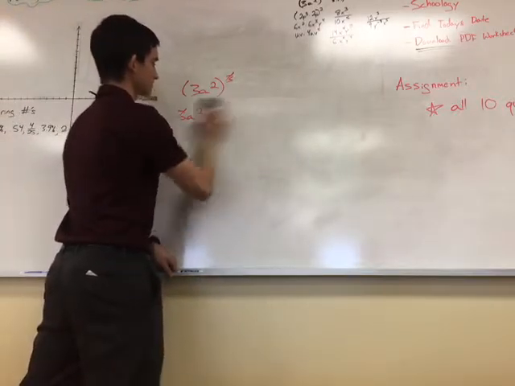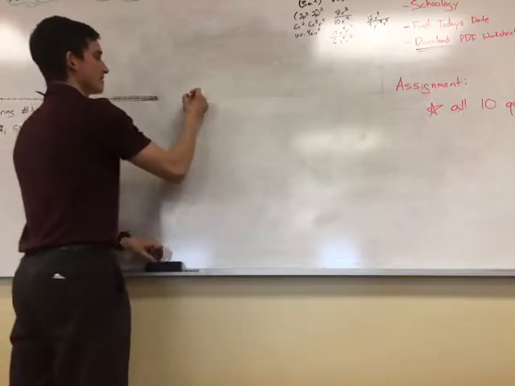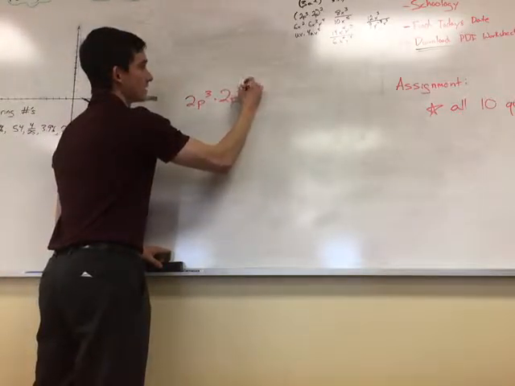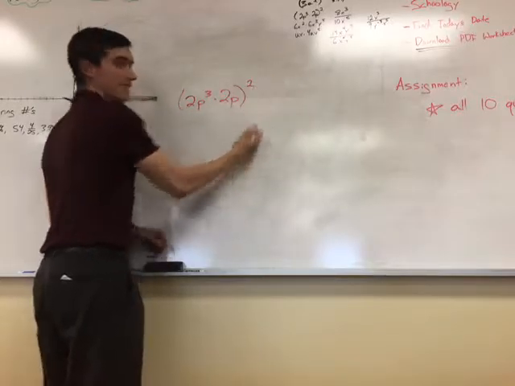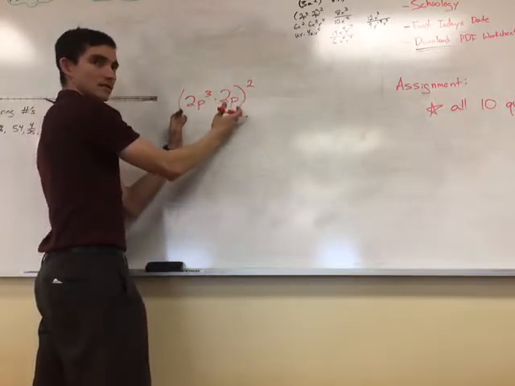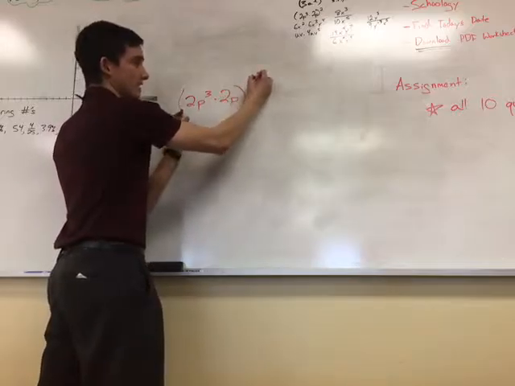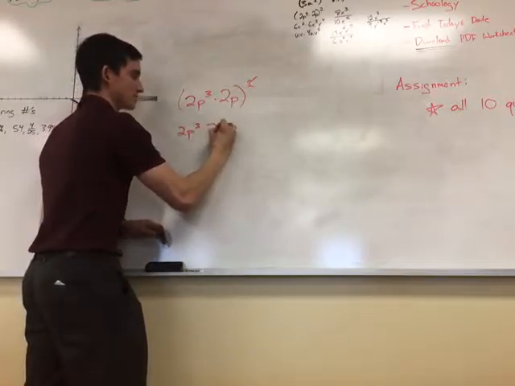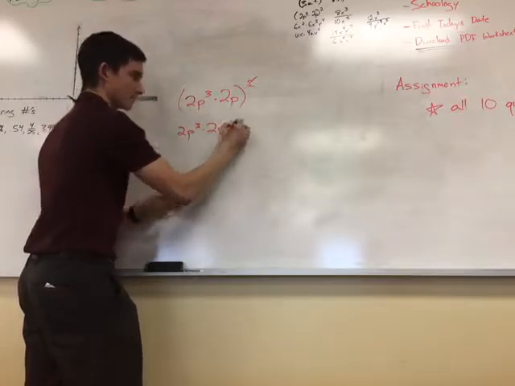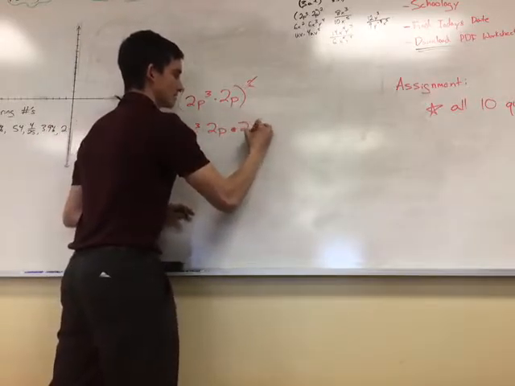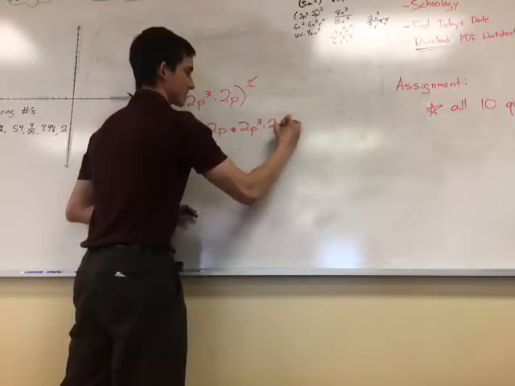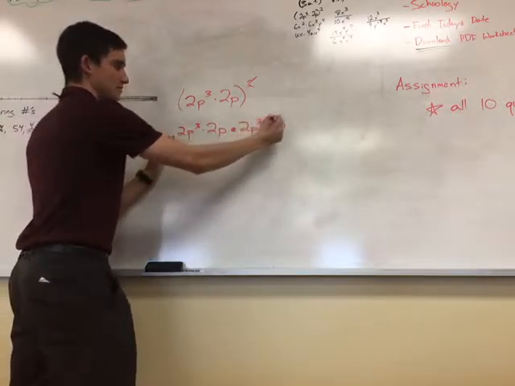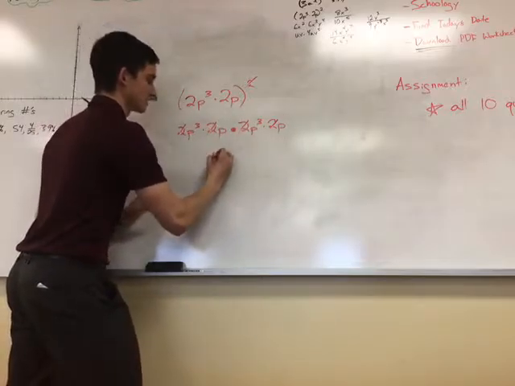Okay? I'm going to do another one now. So, if I have 2p cubed times 2p, and that whole thing is squared, that means I have this multiplied by itself. I need to multiply it 2 times. Okay, so 2p cubed times 2p, times itself, times 2p cubed times 2p. Okay, so multiply all the numbers together. 2 times 2 times 2 times 2 is 16.